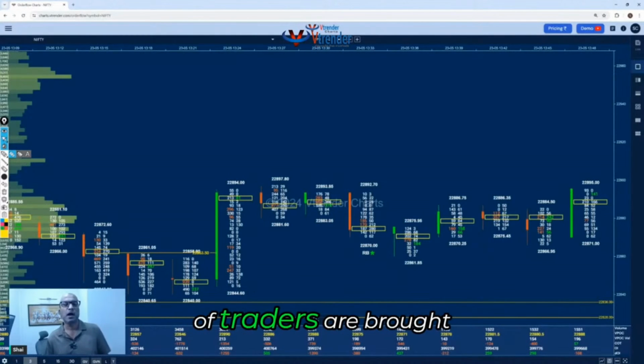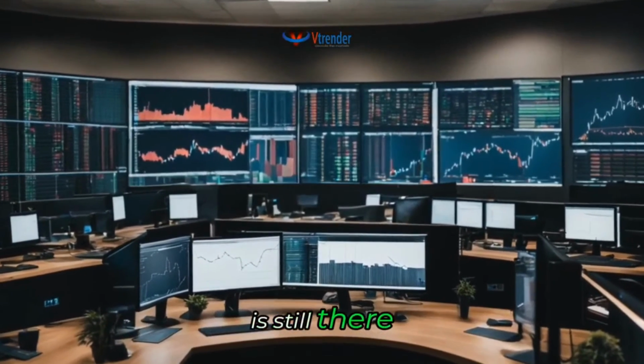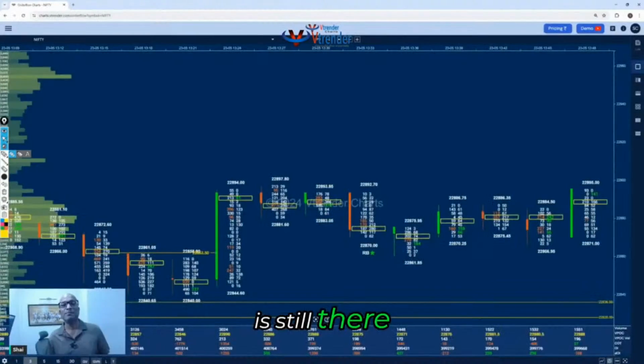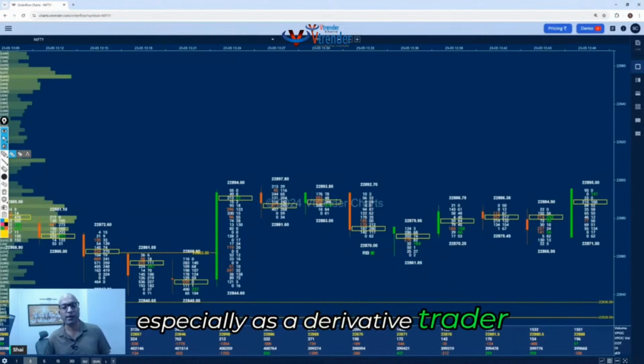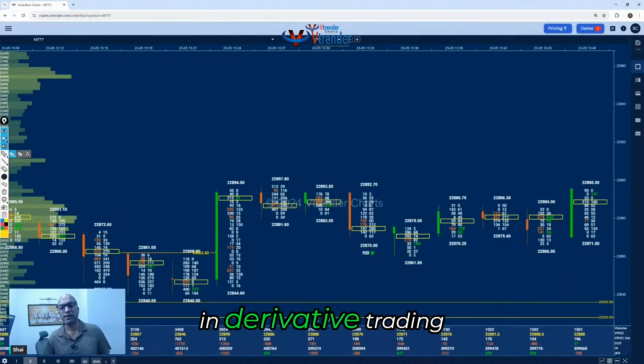A lot of traders are brought up into thinking that price is everything, and that concept is still there. Bhav Bhagwan Che, but Bhav is not the only Bhagwan. There are 3 Bhagwans. One is price, one is volume, and the third one is time. And if you can pay attention to these 3, especially as a derivative trader, you will cut out a lot of mistakes which you make in derivative trading.